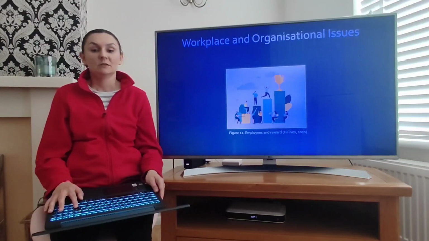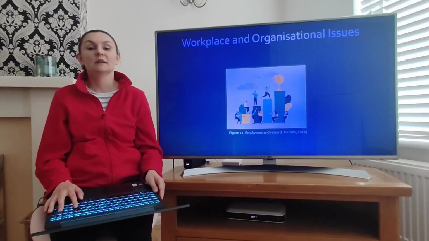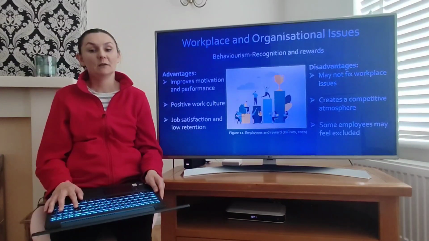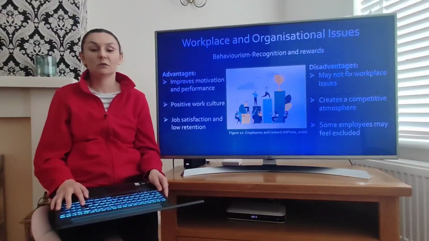Different perspectives of psychology can also be applied to workplace and organizational issues, including teamwork, leadership styles, employee motivation, and work-life balance. The behaviorist principle of operant conditioning is applicable through the use of positive reinforcement, such as employee recognition and rewards, to improve work satisfaction, motivation, and overall performance. Increased recognition and job satisfaction lower the rate of retention.